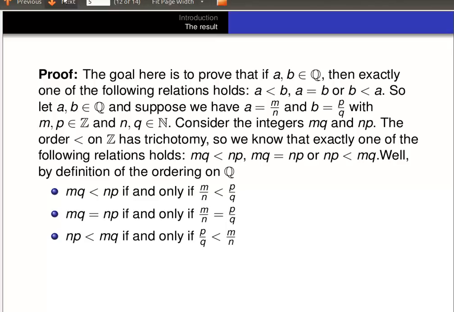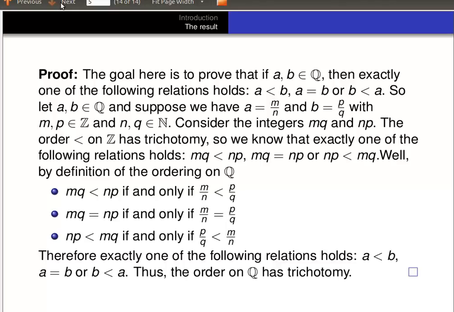So by considering the possible three relations between the integers m q and n p, we see that they exactly correspond to one of three possible relations between our rational numbers m over n and p over q. All right, so in other words, exactly one of these following relations holds for our rational numbers a, b. Either a is less than b, a is equal to b, or b is less than a. That means that the order on the rationals has trichotomy.